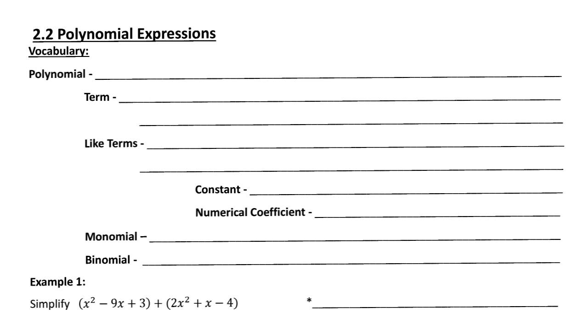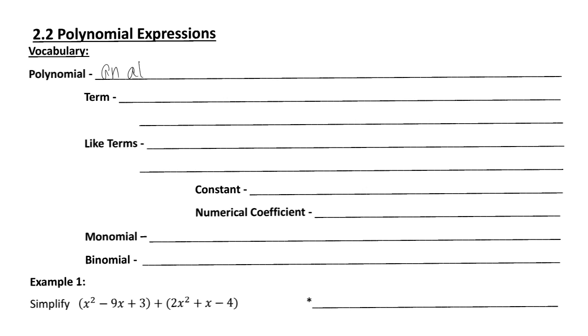Alright, so we have to review some vocab first, such as polynomial, like terms, monomial, binomials. So we're going to do a lot of writing, so excuse my terrible handwriting, please. Alright, so a polynomial is an algebraic expression.